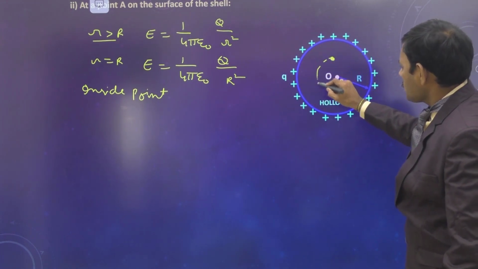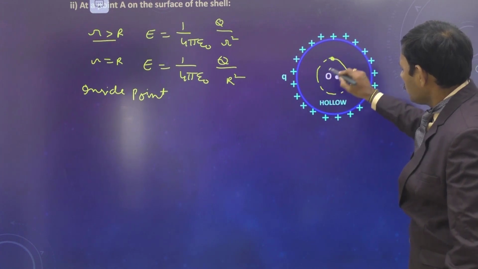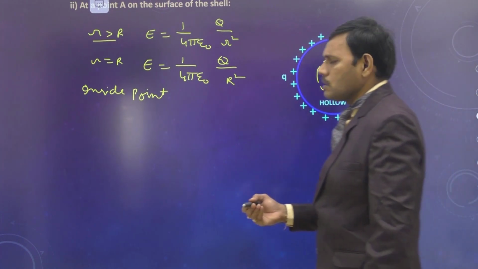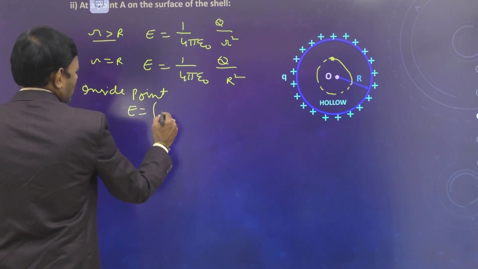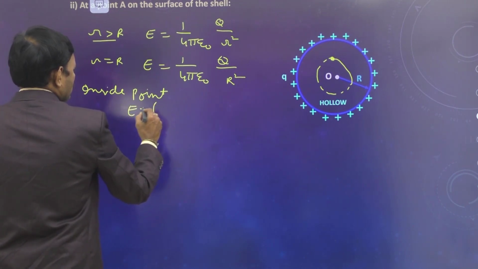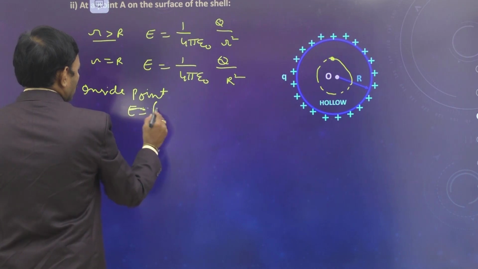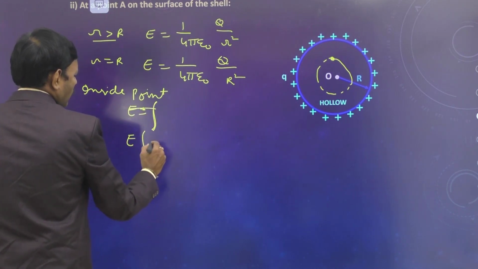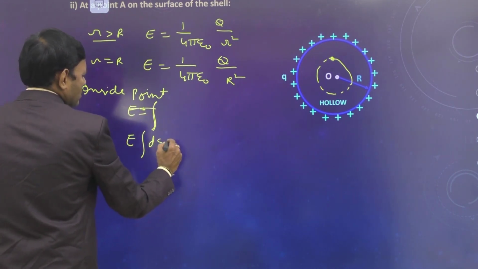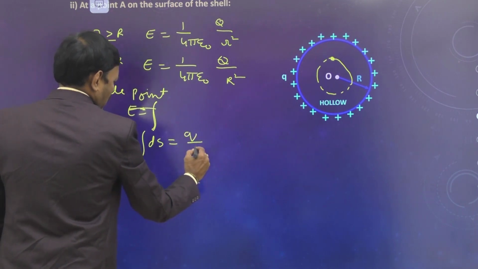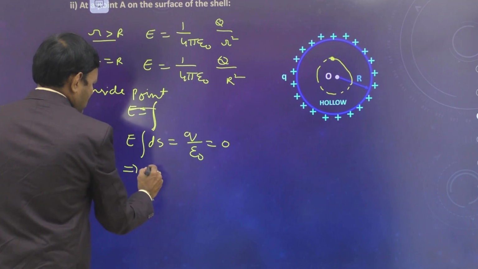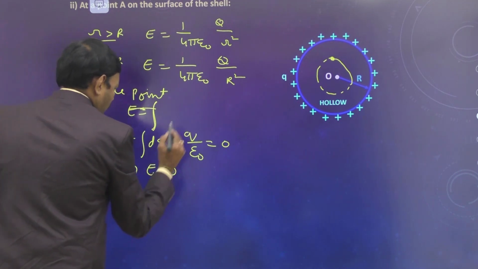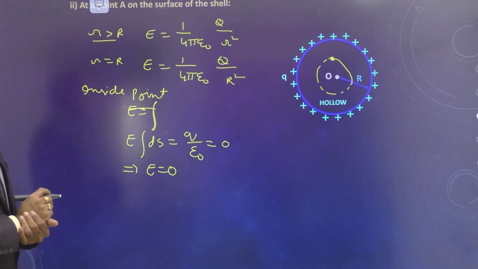If you consider the Gaussian surface at any inside point, no charge is there, Q is equal to 0. So E integral ds is equal to Q by epsilon naught, which is equal to 0. This implies E is equal to 0. For any inside point, E is equal to 0.